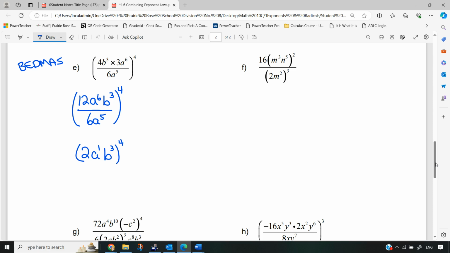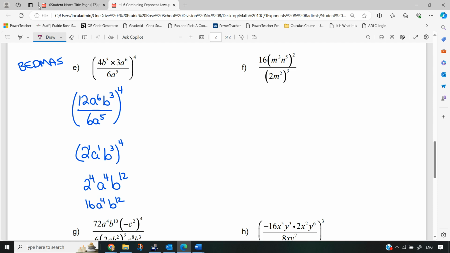Now our last step is to bring in that exponent. So remember, this is 2 to the 1. So 2 to the 1 raised to the 4th power is 2 to the 4. Then we have a to the 4 and b to the 12. And our final step is just to simplify. So 2 to the 4th is 16. We're going to have 16 a to the 4th, b to the 12.